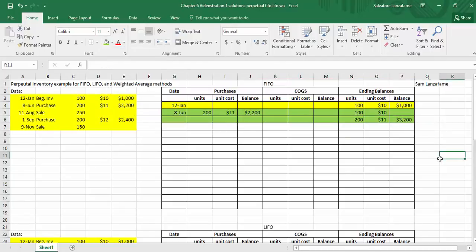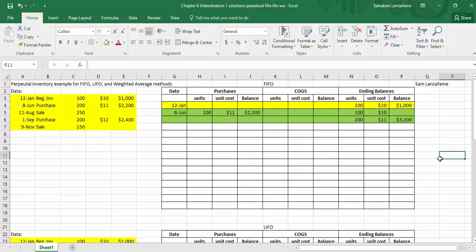So basically what I've just shown you is that on January 12th, we had 100 units at $10 for $1,000. On June 8th, the inventory balance now consists of those same 100 at 10, but now an additional 200 at 11. So I have to constantly show on every single date exactly what I have in inventory.